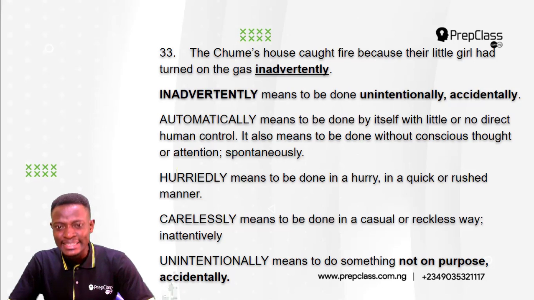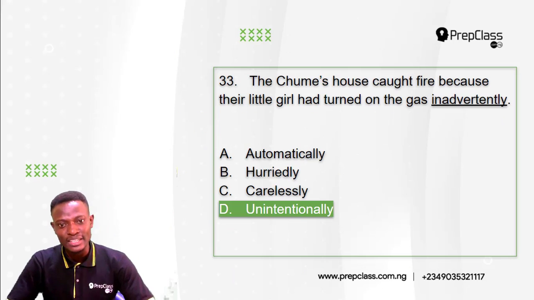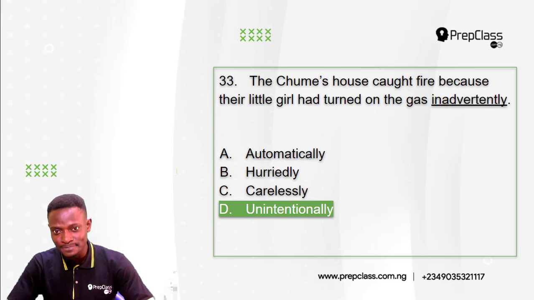Option D, unintentionally, means to do what? Something not on purpose, accidentally. So, the nearest in meaning to inadvertently is unintentionally. The Chume's house caught fire because the little girl had turned on the gas unintentionally. She didn't turn on the gas on purpose. It was an accident. She did it inadvertently. So, the nearest in meaning to inadvertently is option D, unintentionally.